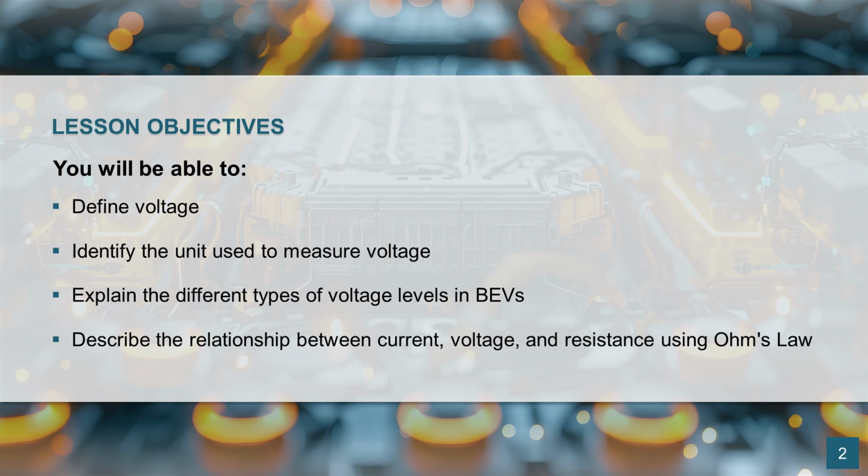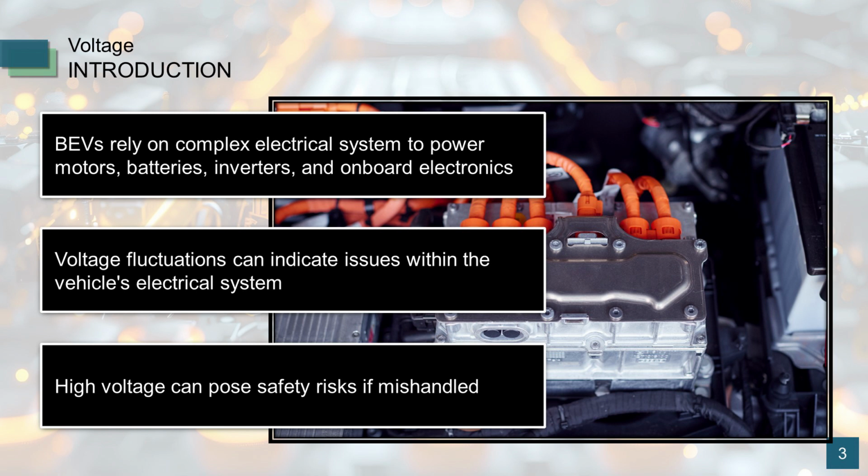Battery electric vehicles rely on complex electrical systems to power components such as motors, batteries, inverters, and onboard electronics. Understanding voltage is essential for comprehending how these systems function and interact. Voltage fluctuations or irregularities can indicate potential issues within the vehicle's electrical system. Technicians need to be able to measure and interpret voltage levels to diagnose problems accurately and perform troubleshooting procedures effectively.